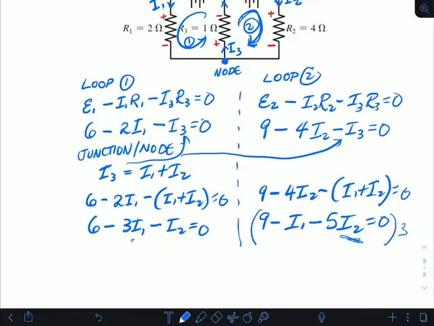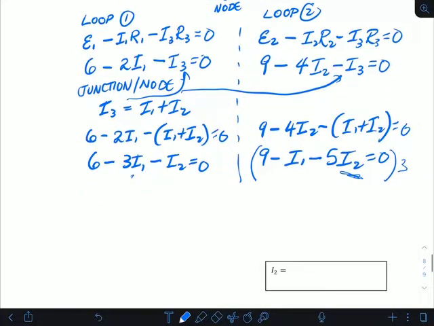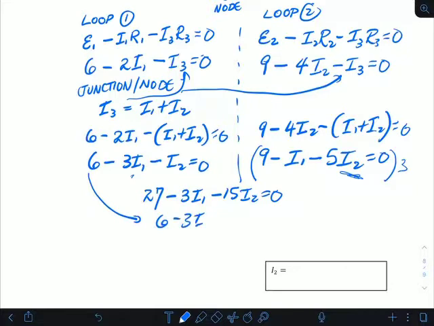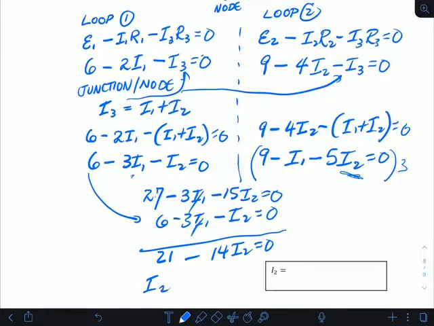I want to keep I2, so I'm going to multiply this equation by 3 so that I can eliminate I1 from the equations. If I multiply this one by 3, I get 27 minus 3I1 minus 15I2 equals 0. Then I just recopy this equation, 6 minus 3I1 minus I2 equals 0, and subtract them. Then I get 21, these cancel to 0, minus 14I2 equals 0, which tells me that I2 is equal to 3 halves.